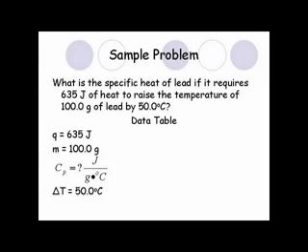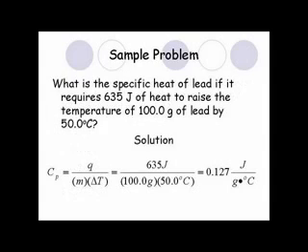So as always, we first want to write a data table. Here we're given our heat value. Q is equal to 635 joules. The mass is 100 grams. The specific heat is what we're trying to find, so we have a question mark there. And our change in temperature is 50 degrees Celsius. It's being raised, so notice that the Q, or the heat value, is positive.